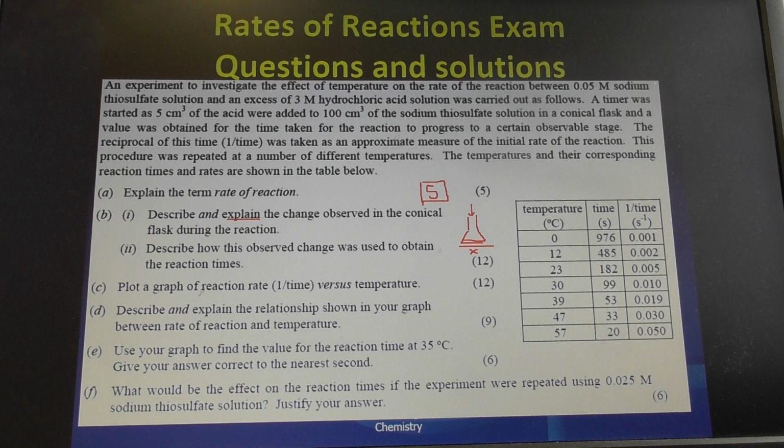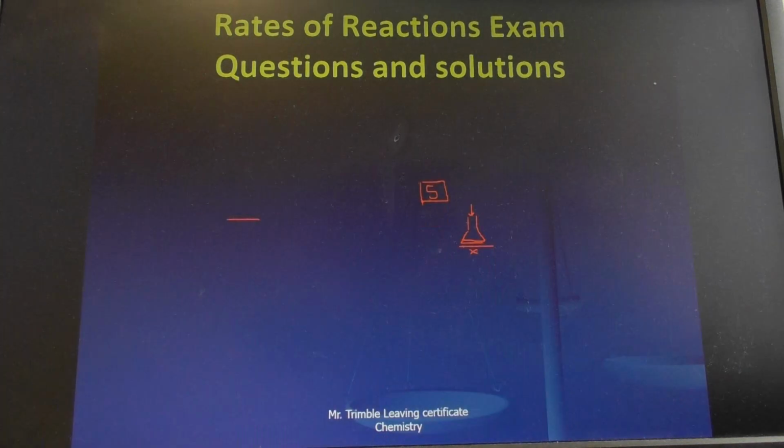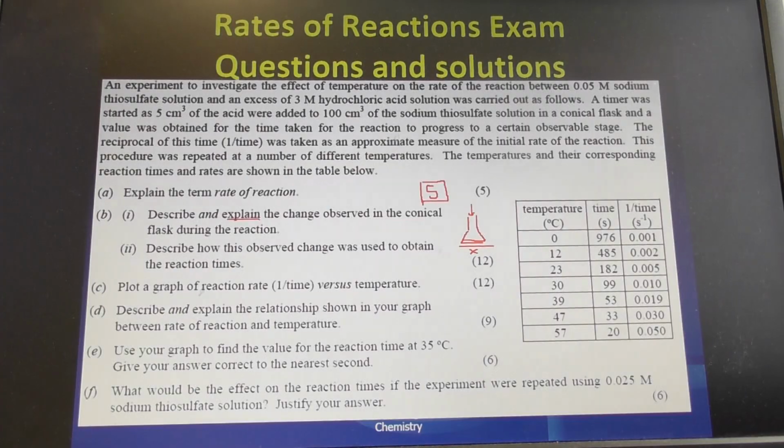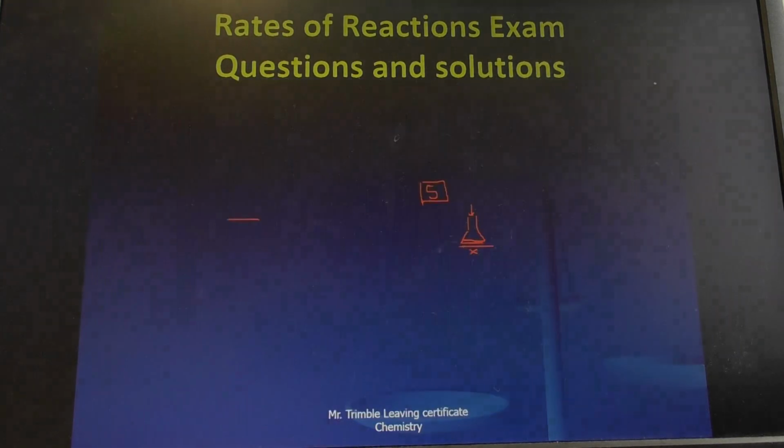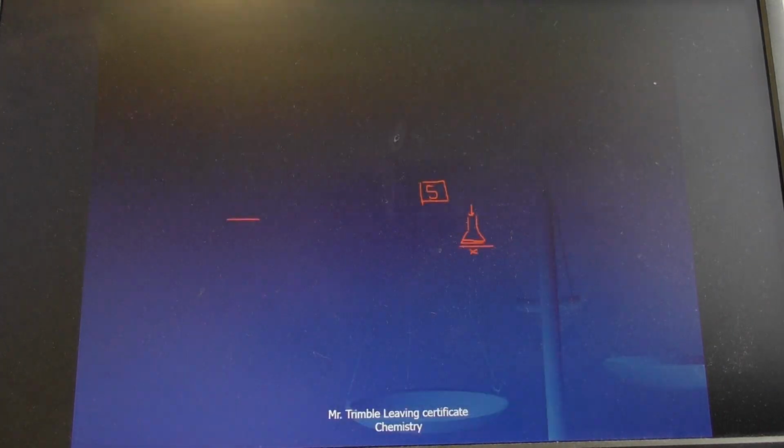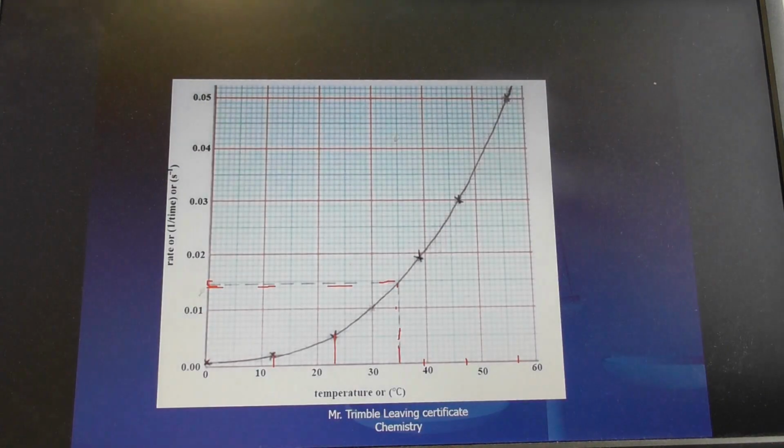Give your answer to the nearest second. So use the graph to find the reaction time at 35 degrees Celsius, or actually I've done that the other way around, so let's go back to that graph again. What we should have done there is gone to the 35, I was taking it as time. Oh no, that should be sufficient, so that was the time there.